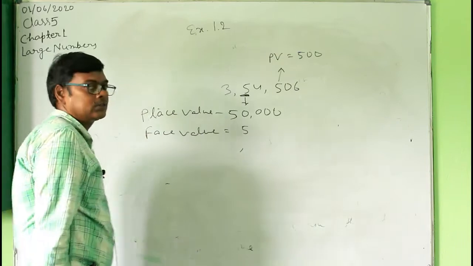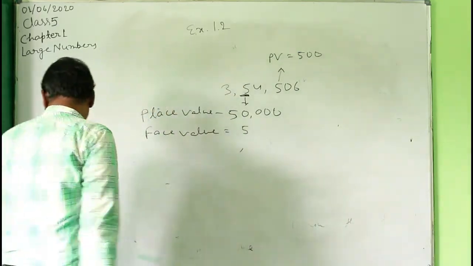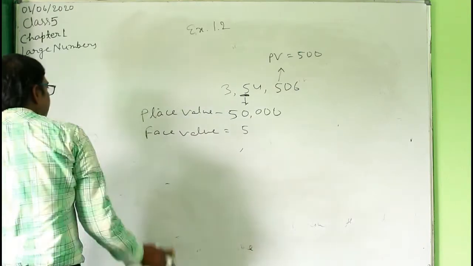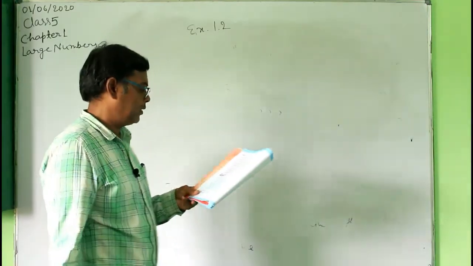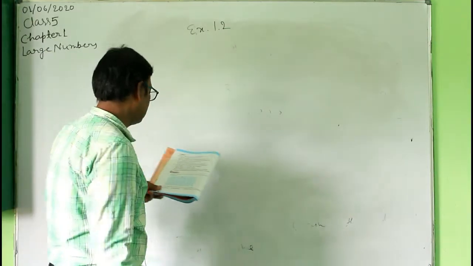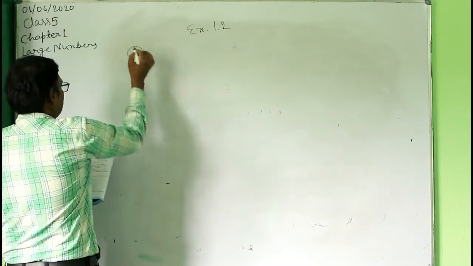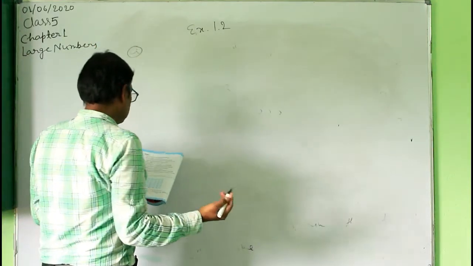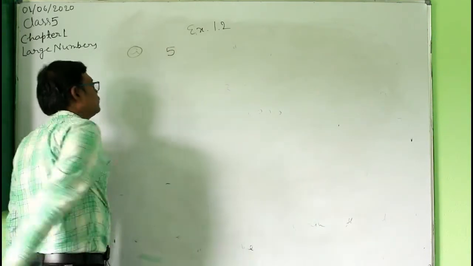So place value means the value of a digit according to its place in a number. Okay, question number A: we have to find the face value and the place value of the colored digits. In question number A, we have the colored digit 5. So what is the place value of this 5?